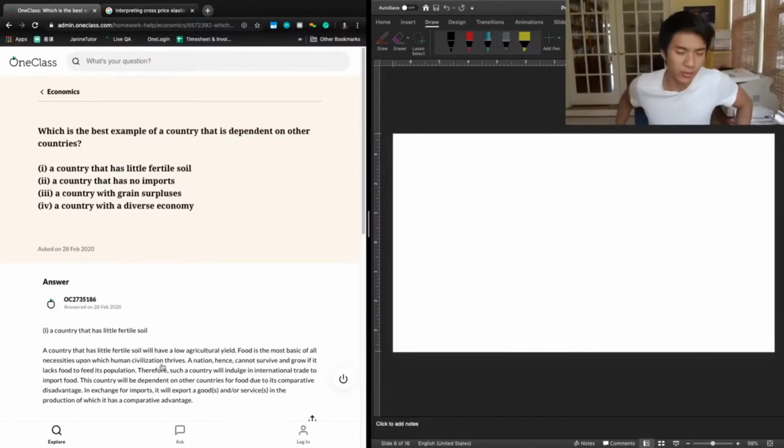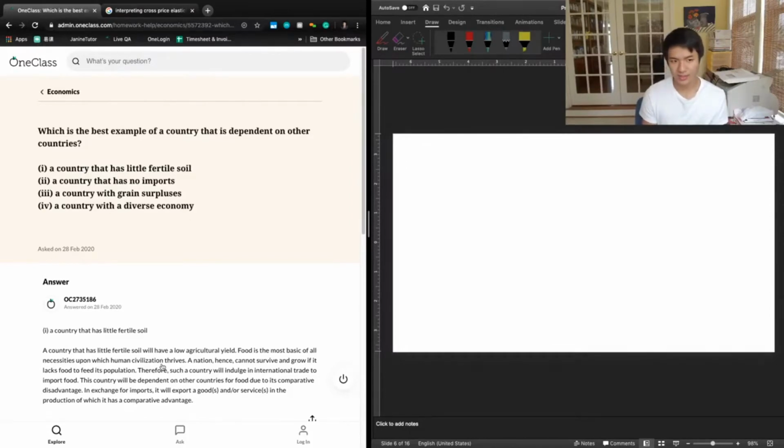A says a country that has little fertile soil. This is a good example. A country that has little fertile soil would have to depend on other countries in order to import all of those agricultural products that they can't grow by themselves. If this country with no fertile soil was unable to trade, then they would have very, very low production of these essential goods. And that's why they're dependent on other countries to get those goods. So it looks like A is going to be a good candidate for our right answer choice here.